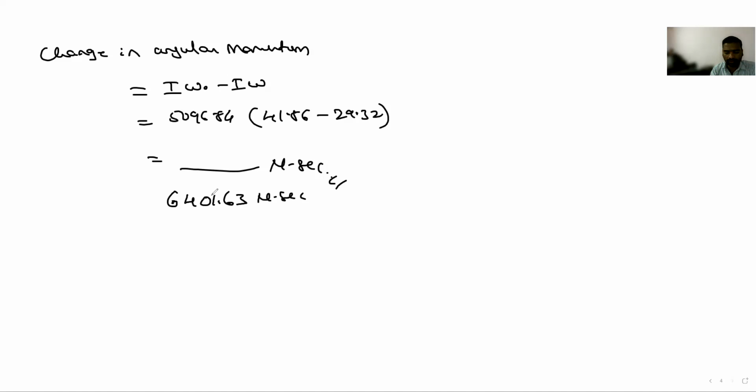$5096.84 multiplied by 41.86 minus 29.32. 6391 something. Okay, that is something. It is nearer to 64 something kilonewton second. Okay, you may get 63.9 or 64 something. Okay, 64 kilonewton second, nearer to 64. It depends on your digits, whether you have taken 86 or 88.